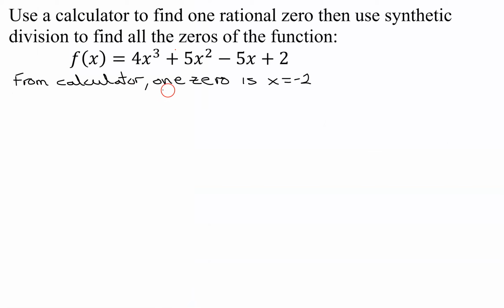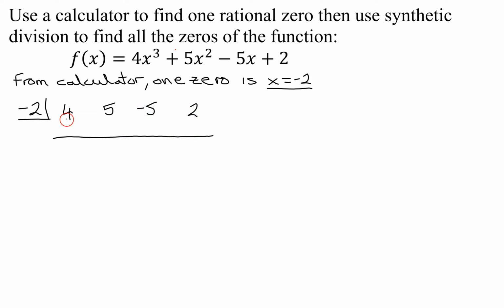From the calculator, we found one zero is x equals -2. So now we're going to use synthetic division. With synthetic division, you put the 0 in the top box, and then you put the coefficients of your polynomial along here. Before we do that, make sure there are no missing terms. X cubed, x squared, x, and a constant, no missing terms. So my numbers are going to be 4, 5, -5, and 2.